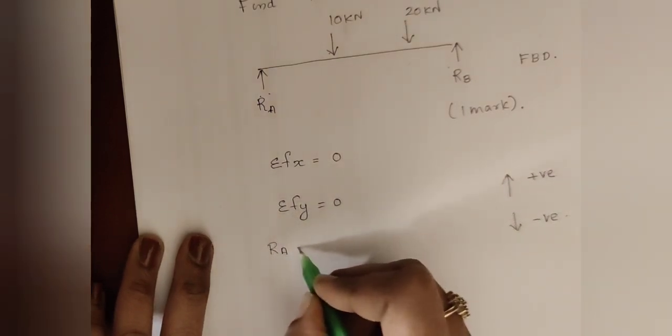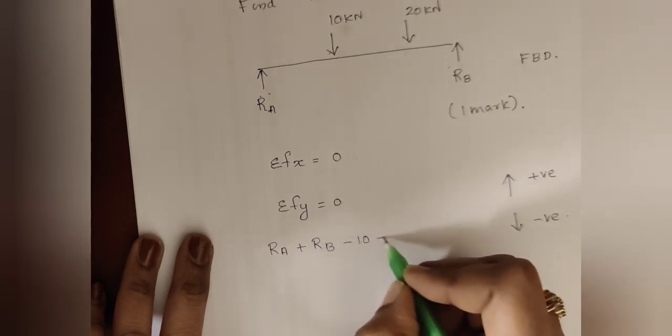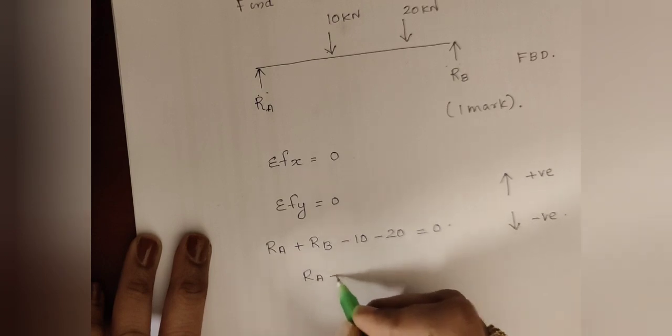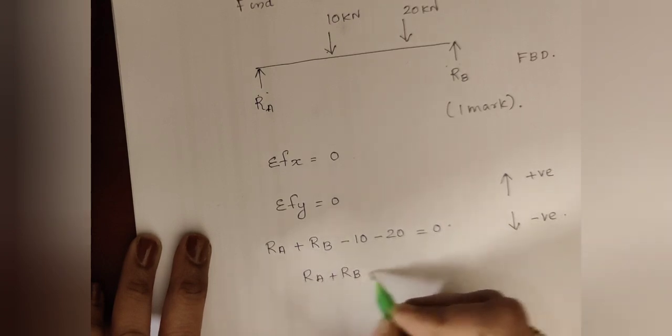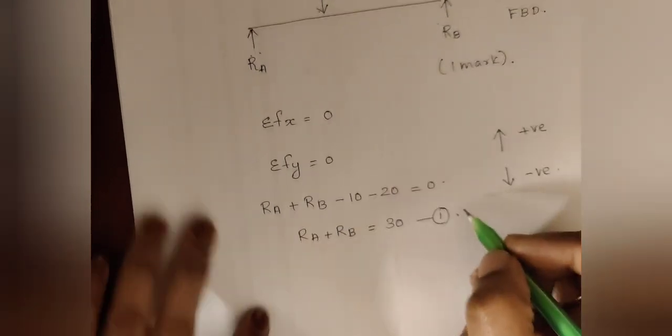So the equation is RA plus RB, then minus 10, minus 20 is equal to 0. So we can rewrite this equation as RA plus RB is equal to 30. This is the first equation.